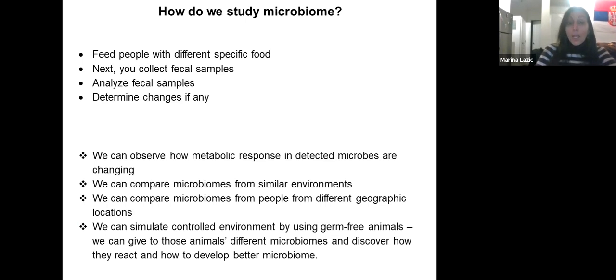And usually there are. So again, there are so many things you can find out with microbiome. You can observe how metabolic responses in detected microbes change depending on the diet. You can compare microbes in different environments. You can compare microbiomes from people that originate from different geographic locations, and you can basically see how bad our food is compared to, let's say, Eastern cuisine. So Western-oriented food apparently is not good.